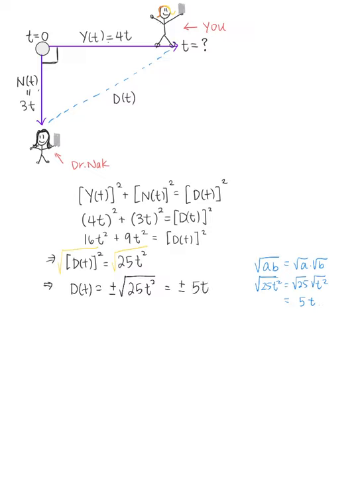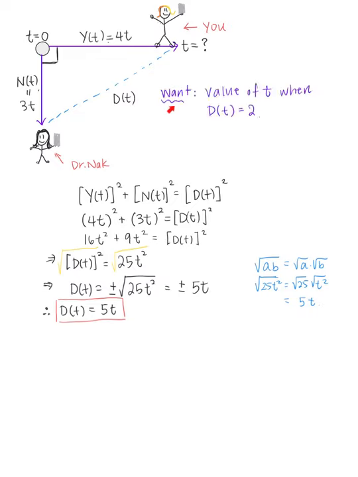But notice that we don't want the negative 5t because we want our total distance to be positive. So therefore we're just going to keep the positive part of 5t. So d of t equals just 5t. Now let me box that because this is very important information. Now don't forget what we're trying to compute, right? Let's go over this again. What we want is the value of t such that d of t equals 2.